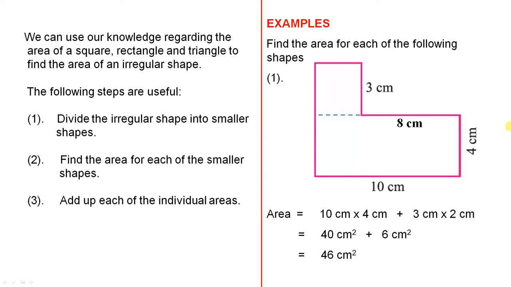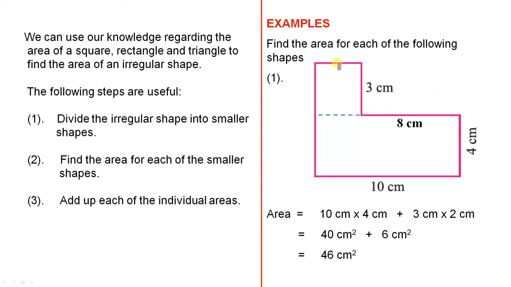Number 1, divide the irregular shape into smaller shapes. Number 2, find the area for each of the smaller shapes. And number 3, add up each of the individual areas. So let's look at some examples. Find the area for each of the following shapes.